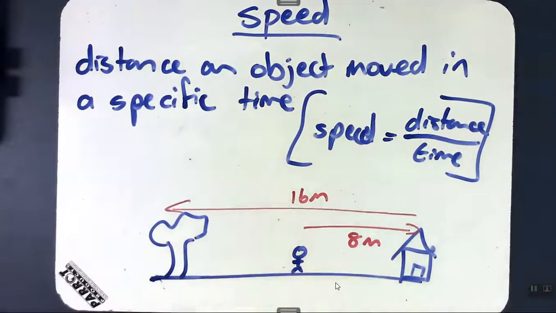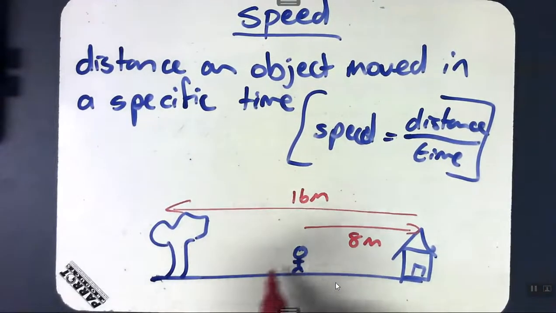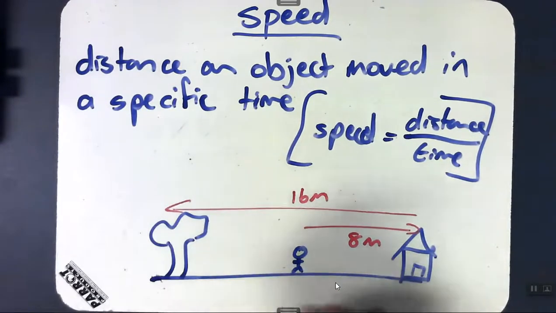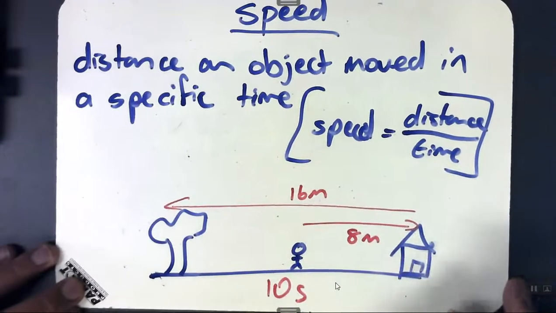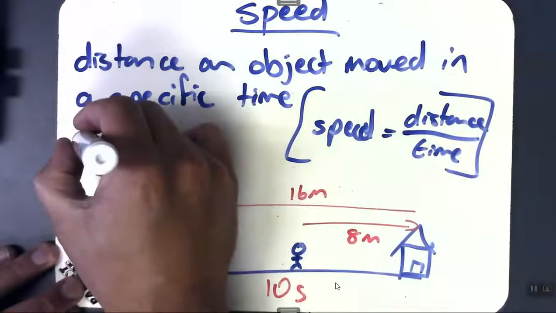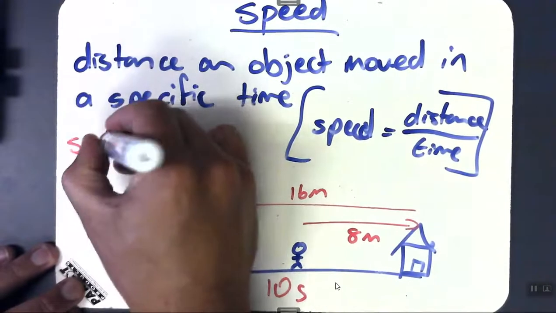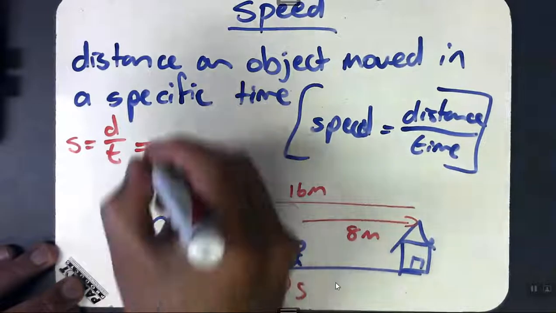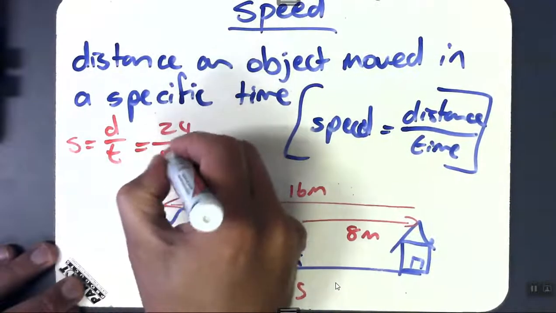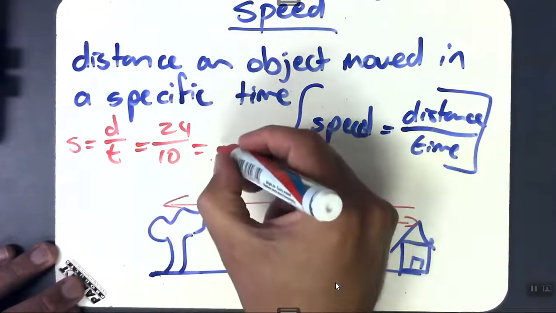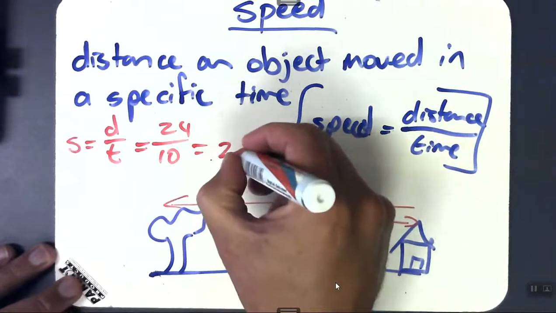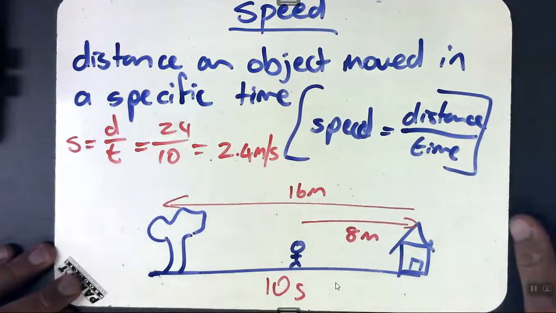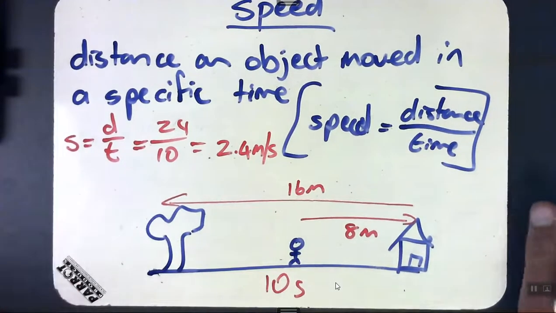So let's say our guy runs to the house and then to the tree in 10 seconds. What is his total distance? The speed is going to be the distance over time. His total distance is 8 plus 16, 24, divided by 10, and his speed is 2.4 meters per second. Very important to be able to calculate that.